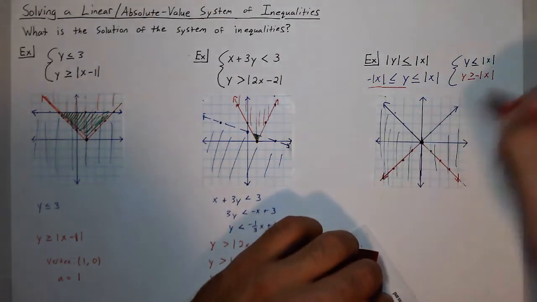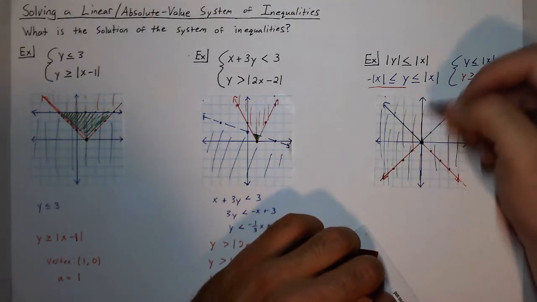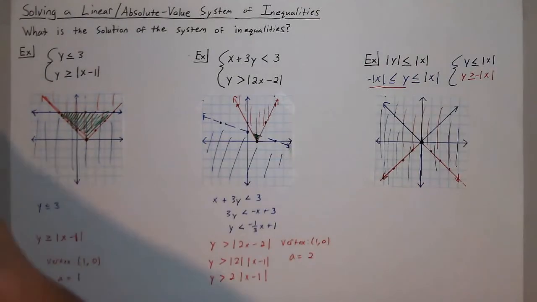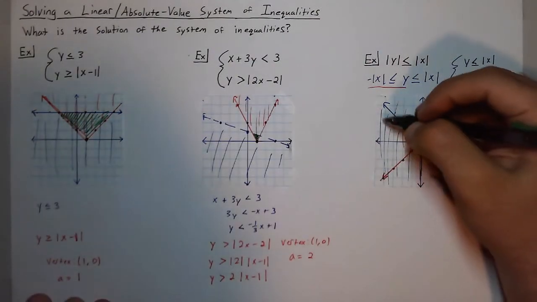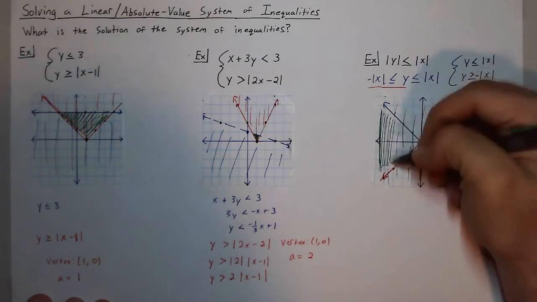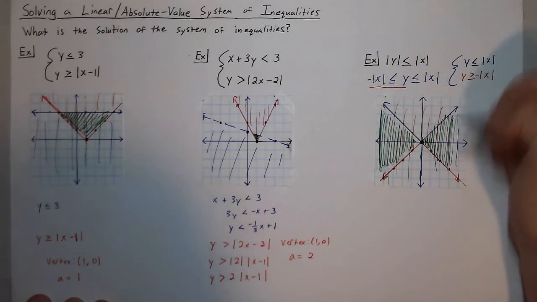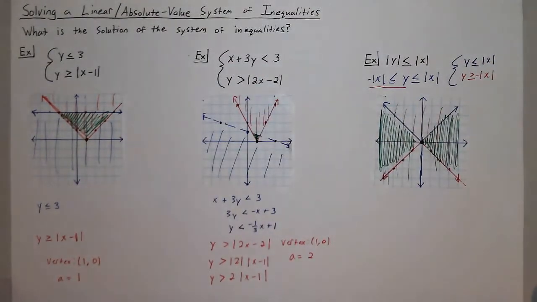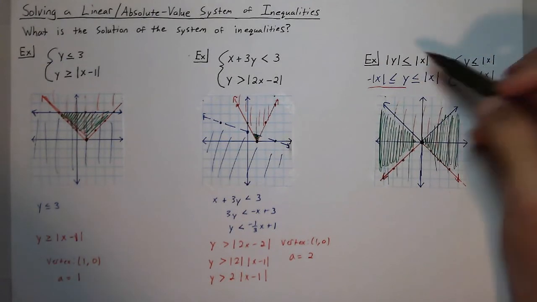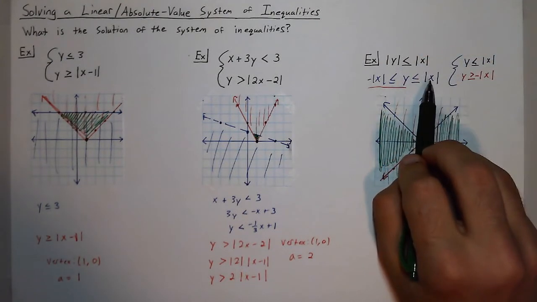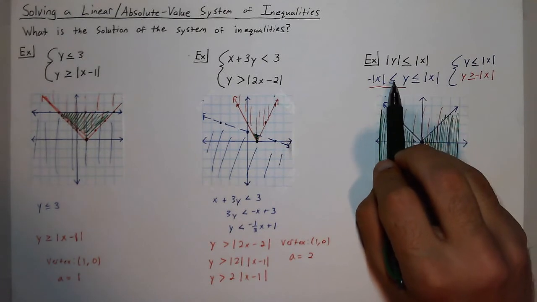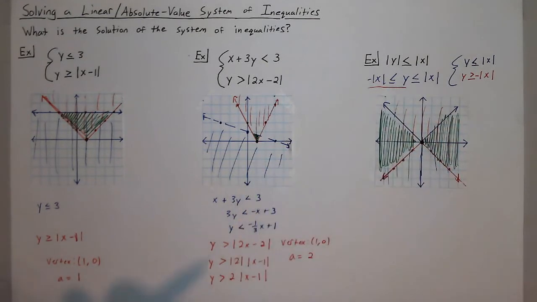And then everything above that line, which leads me to these two shaded regions on the left and on the right, creating a little bow tie shape in our shaded region. And again, the reason why this becomes a system of inequalities is because y has to be both less than absolute value of x and y has to be greater than or equal to negative absolute value of x. And that is how you solve a linear absolute value system of inequalities.